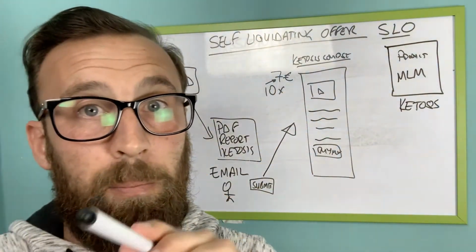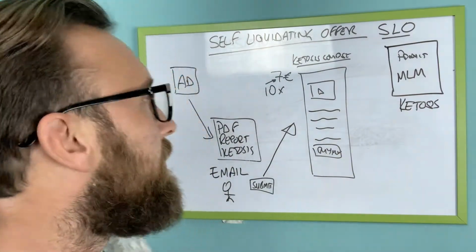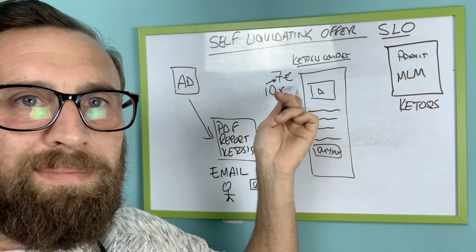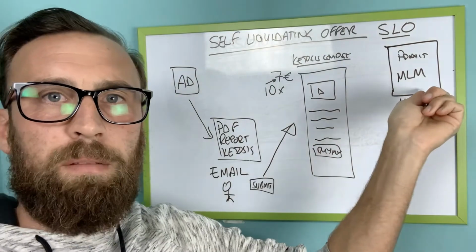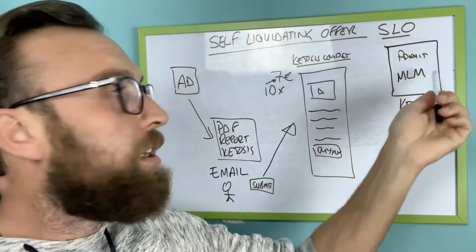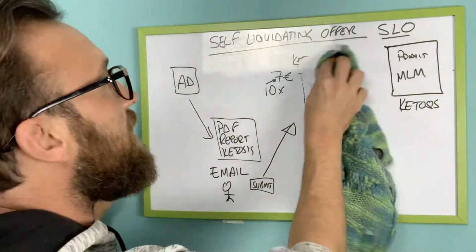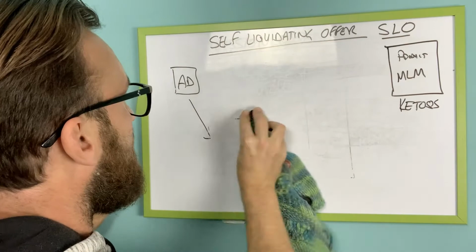But this is the magic trick, this is where the magic comes in. They've spent €7. You've not sold your product yet. You've not got there yet, but you've already made €7. This is the beauty of it. This is the beauty of the self-liquidating offer.